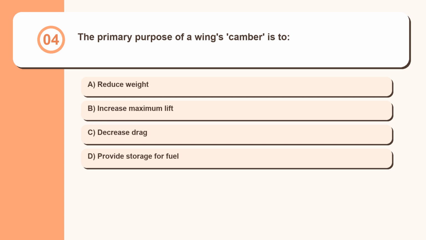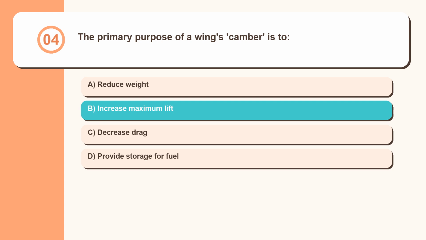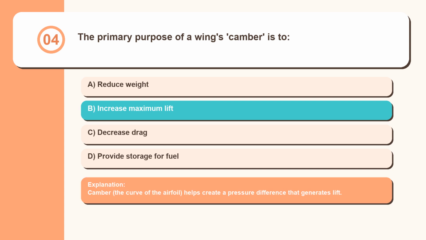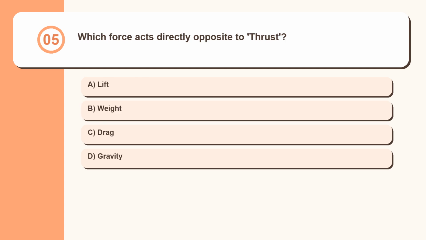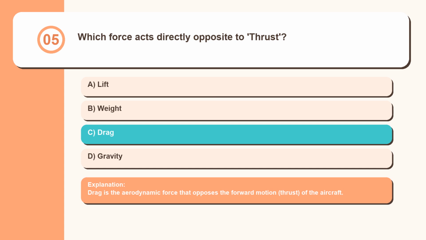Question 4. The primary purpose of a wing's camber is to reduce weight, increase maximum lift, decrease drag, provide storage for fuel. Camber, the curve of the airfoil, helps create a pressure difference that generates lift. Question 5. Which force acts directly opposite to thrust? Lift, weight, drag, gravity. Drag is the aerodynamic force that opposes the forward motion, thrust, of the aircraft.